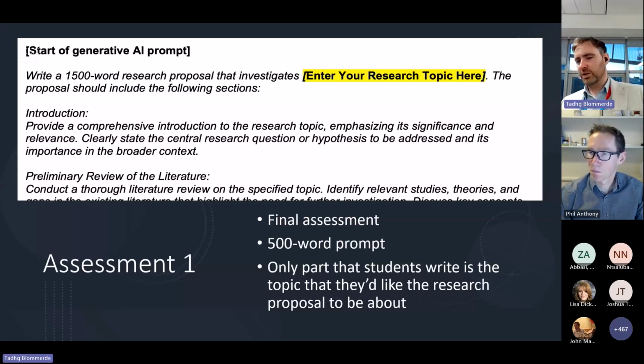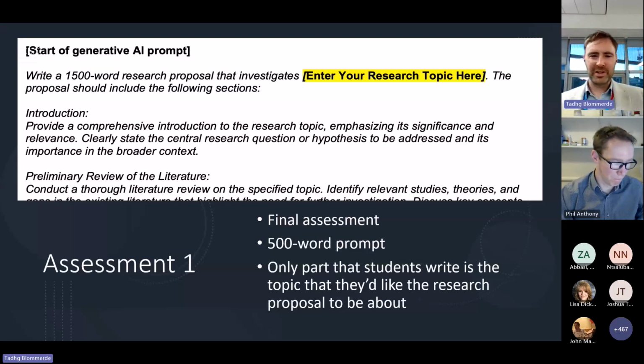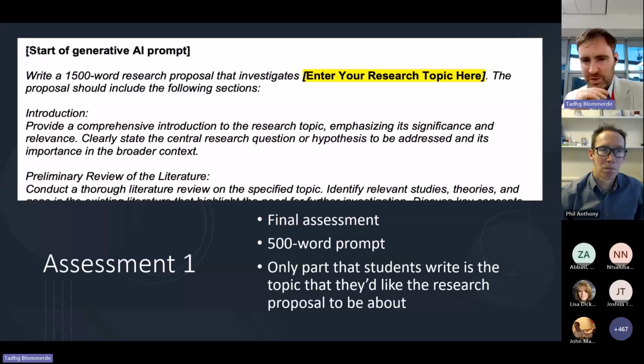The impact of TikTok on student study habits, the interest in raves or drum and bass among undergraduate students at Northumbria University, whatever they liked. They'd also write a 500-word prompt on their experience of using generative AI for complex tasks and reflect on that.